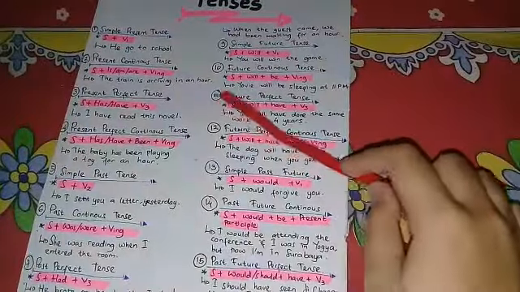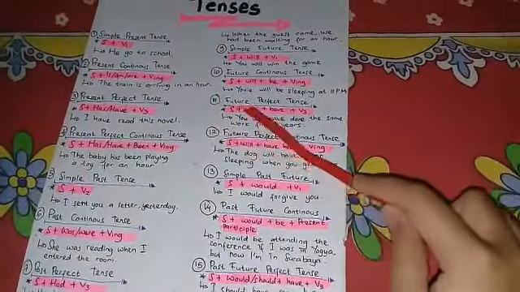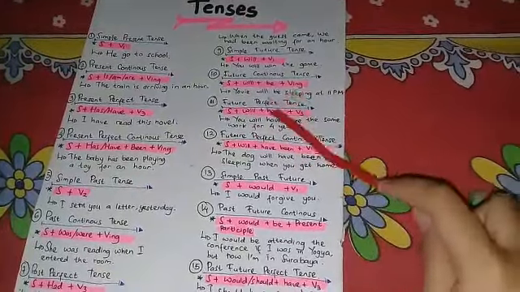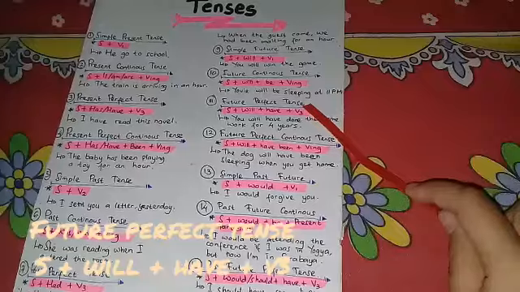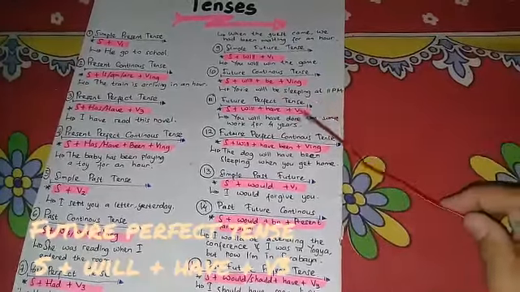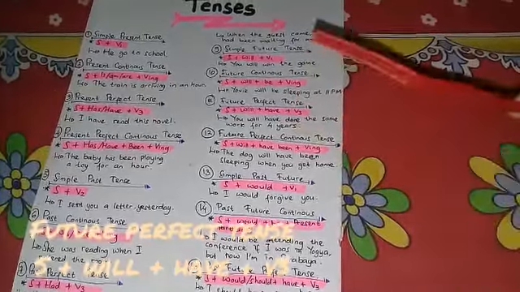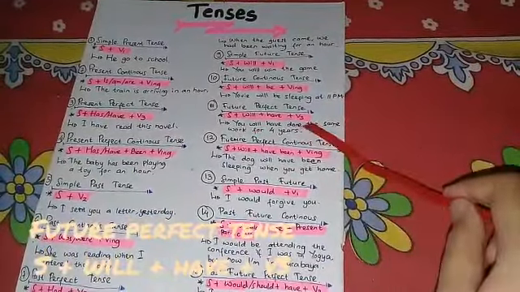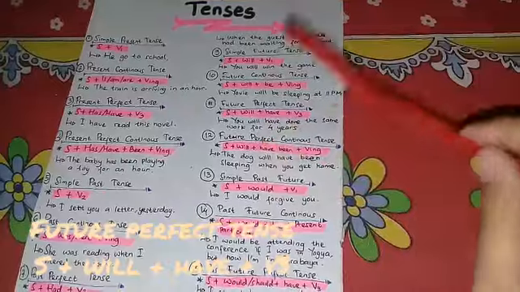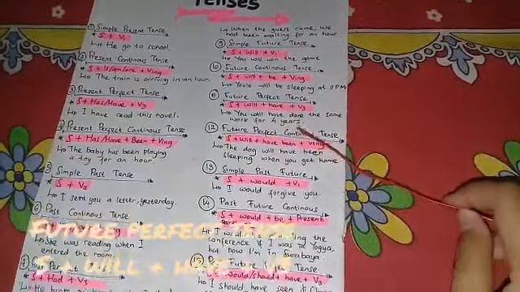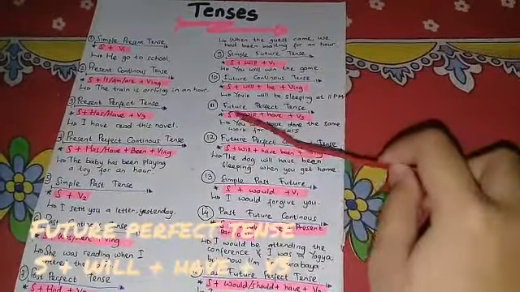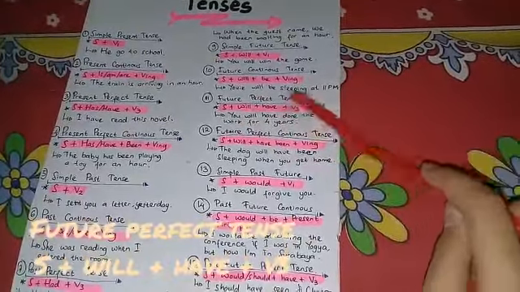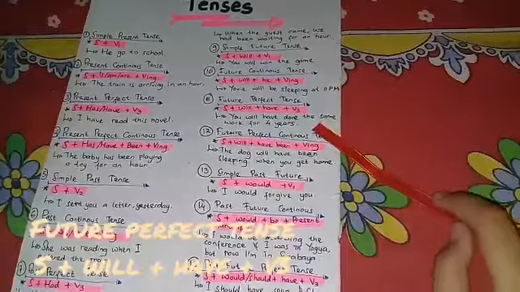Sorry, I mean number 11. Number 11 is future perfect tense. Future perfect tense is used to indicate actions that will end in the future. For example, you will have done the same work for 4 years. The structure is subject plus will plus have and then plus verb 3.